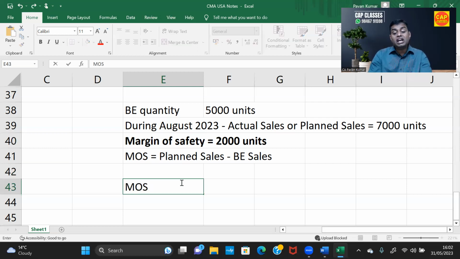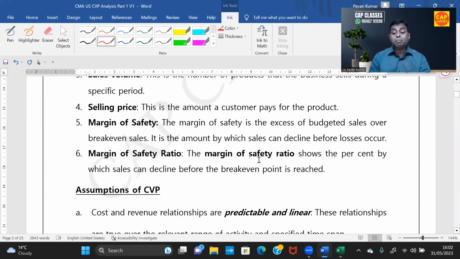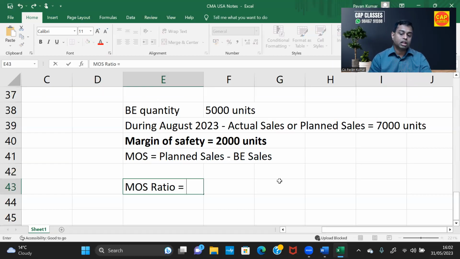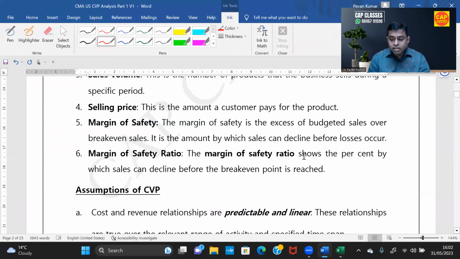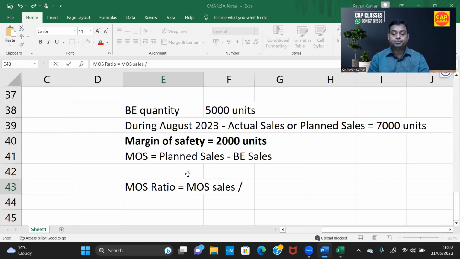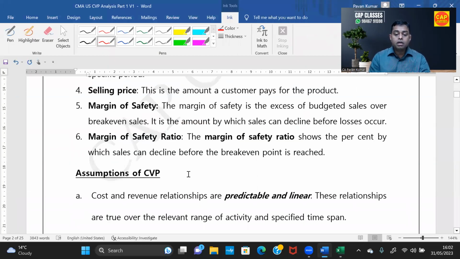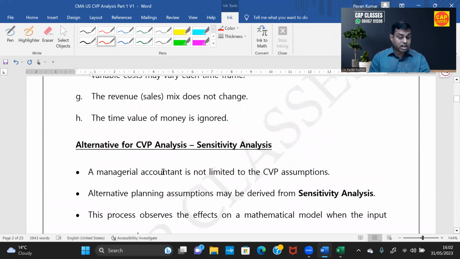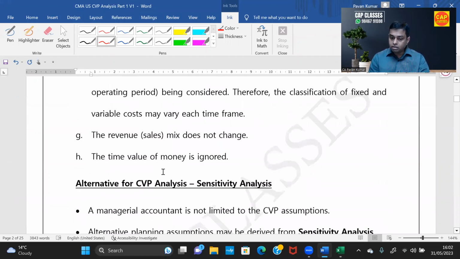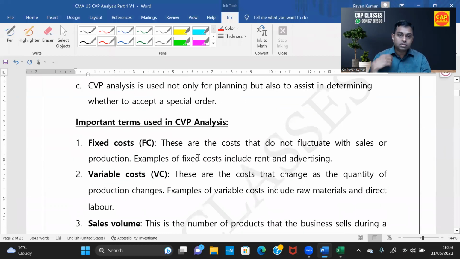Now, what is margin of safety ratio? Simple. Margin of safety ratio is the percentage by which sales can decline before the break-even point is reached. So this is nothing but margin of safety sales divided by planned sales. We'll check this formula once again. Don't worry about it. The formulas are given down. We'll learn all the formulae and then we'll solve problems also.